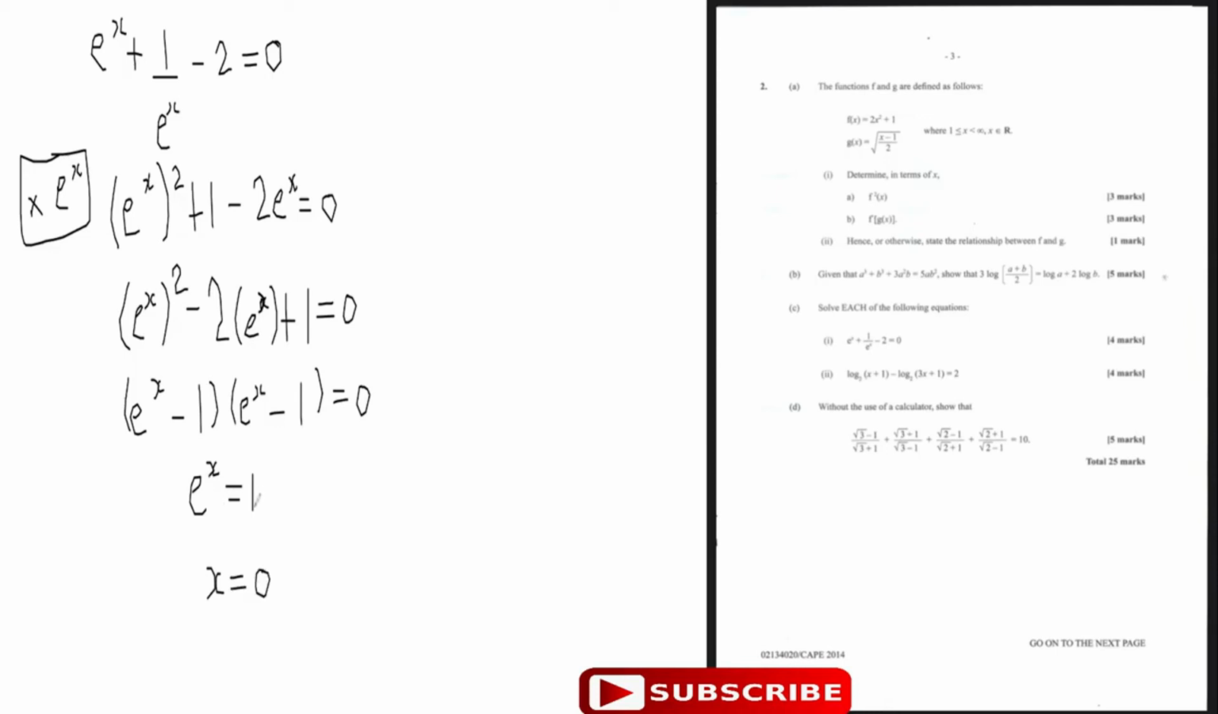Anything to the 0 power is 1. So that's the answer. And if you don't believe the answer, you can check it. Put x as 0 in here. So you get 1 plus 1, which is 2. 2 minus 2 is 0. So that's a baby question, right? You don't even need to work it out, because you could just look at it and say x must be 0, without working it out. That's crazy.